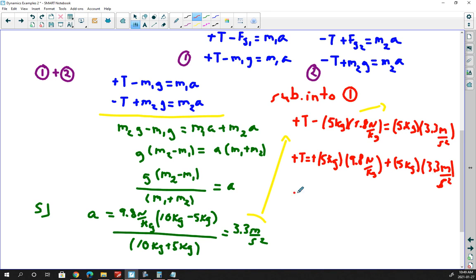So try plugging that in, pause the video, see what you get. Okay, so we're back now, and we got 60. Oops, that's a horrible 6. Let's fix that. 66 newtons. All right, now that's the magnitude of that tension. We know that it's pulling in two different directions depending on which mass you're talking about. Okay, so we're going to continue on to another example after this.